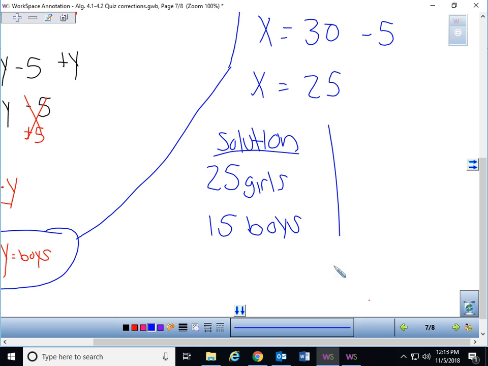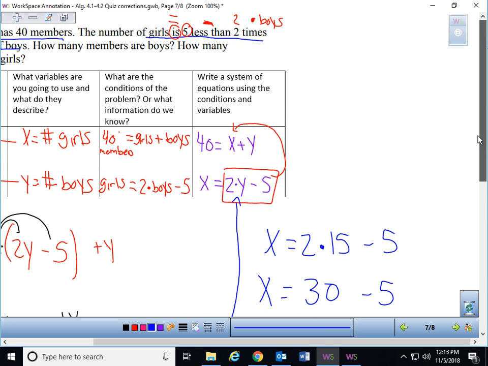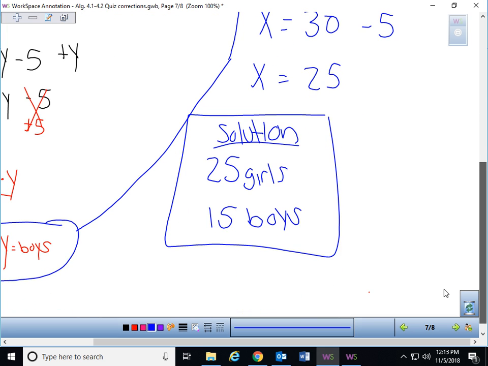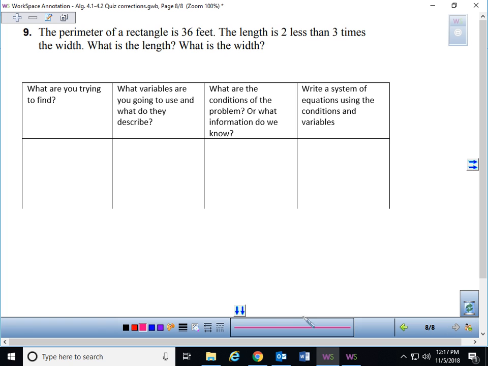Notice I did not write my answer as a coordinate point. Why? Well, my problem is asking very specifically boys and girls. So I want my answer to address that. Blank boys and blank girls. There you go. That's your first word problem, all broken down using our chart. Let's move on to the second one, or the last one of the test, actually.